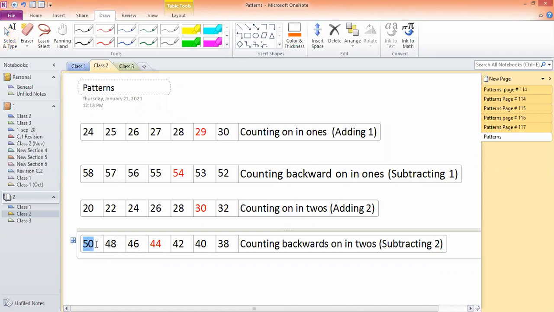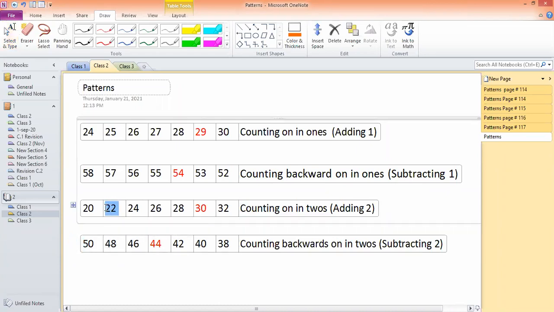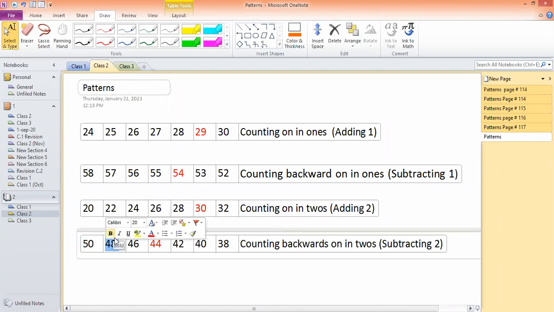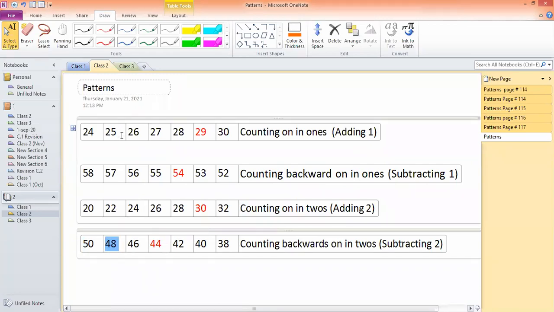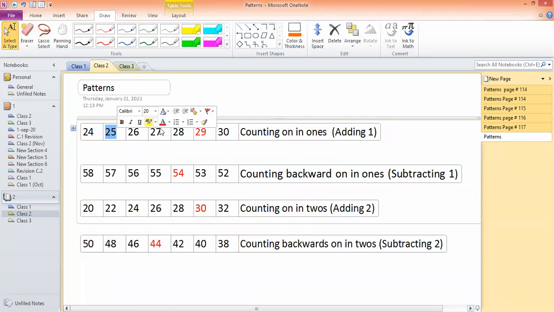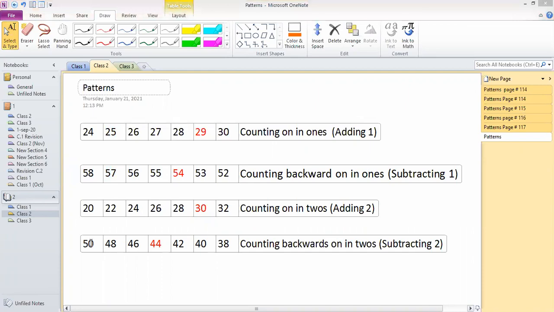So first I check, is it in increasing order or decreasing order? After the first number, is the second number greater than the first number or smaller? If it is greater, that means we are adding. But if it is smaller, that means we are subtracting. We are going backward. Like here, when we are counting on in ones, adding, after every number the number will be greater. It is in increasing order. But here you will see the number is in decreasing order. It's getting subtracted. So that will help you to decide whether you have to do addition or subtraction to identify the pattern.